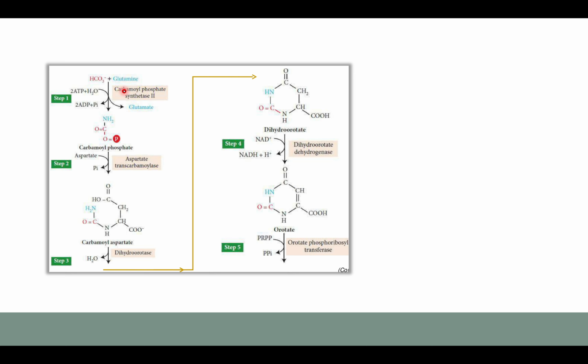Bicarbonate plus glutamine forms carbamoyl phosphate by CPS. This in the presence of aspartate transcarbamylase forms carbamoyl aspartate.